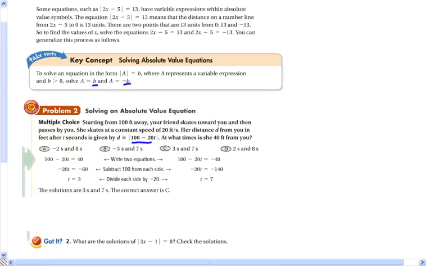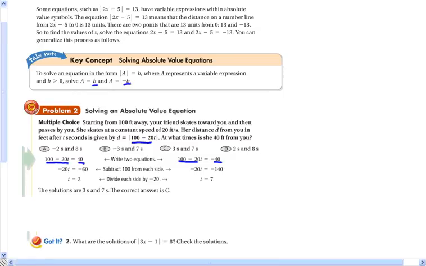So it could actually turn out to be a positive number or negative number, but since it's the distance, we want to do the absolute value to make sure it's a positive number. So it says, at what times is she 40 feet from you? And now notice how they solved this. They said, well, the thing inside the absolute value, the 100 minus 20t, could be positive 40, that distance away, or it could be negative 40. So it could be on the positive side of 0 or on the negative side of 0, 40 units away.